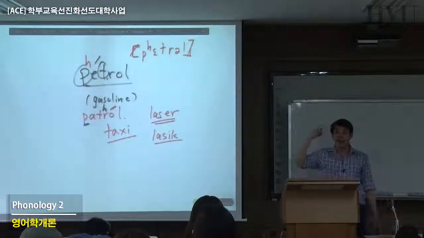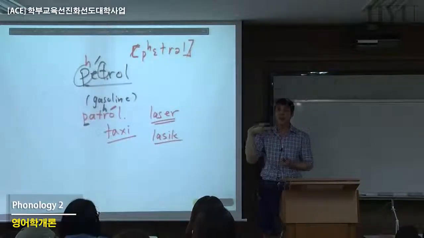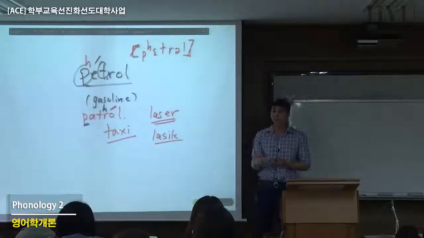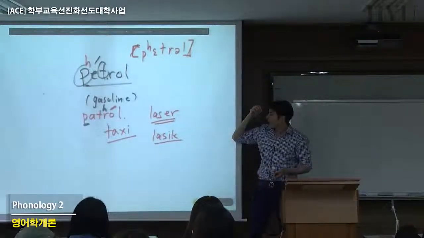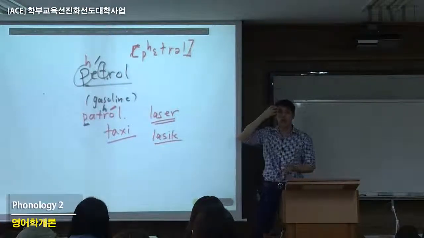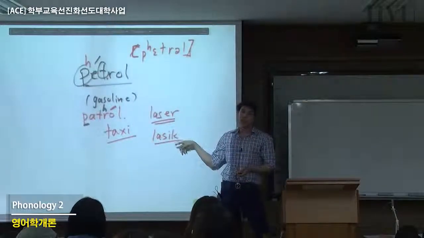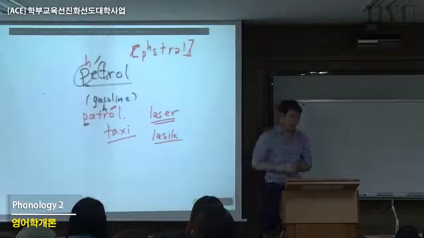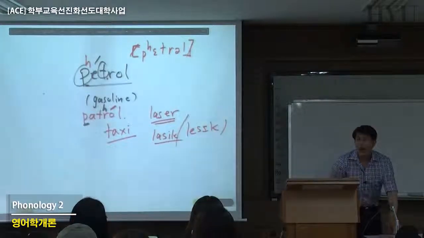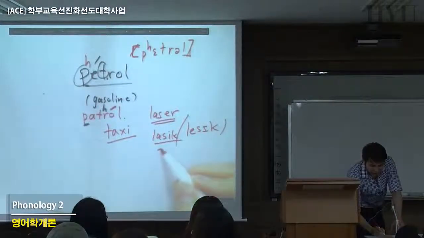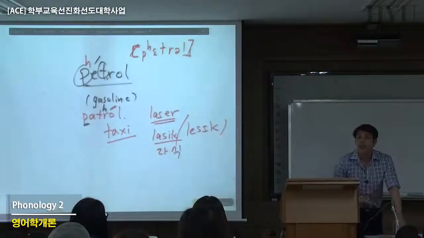LASIK is a type of eye surgery that you use to correct nearsightedness or farsightedness or astigmatism, right? You use a laser to shape the cornea of the eye. The pronunciation in English is LASIK, with the S. But in Korean, I think it would be pronounced differently.